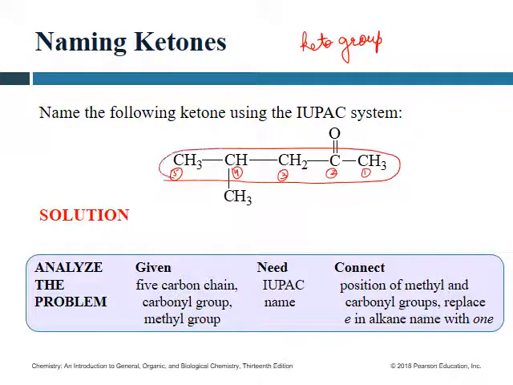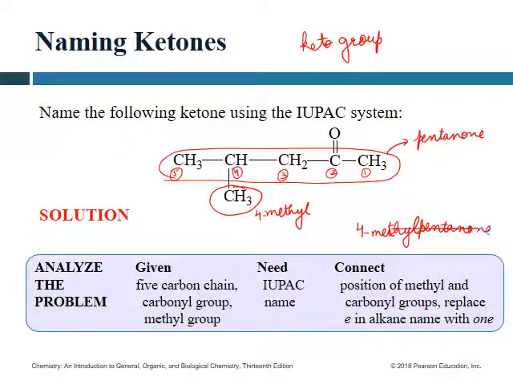Now, what is my substituent? I have one substituent right here. So what is the name of the parent chain? Parent chain is pentane, but with the one, pentanone. And my substituent is a methyl group. Where is it located? Carbon 4. So the name would be 4-methylpentanone. The one is on 2, so I really don't have to put the 2 here. I could simply name it 4-methylpentanone, and that would be good.